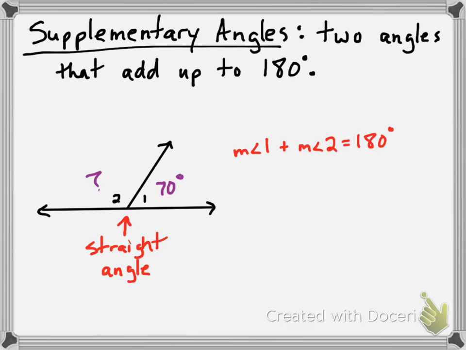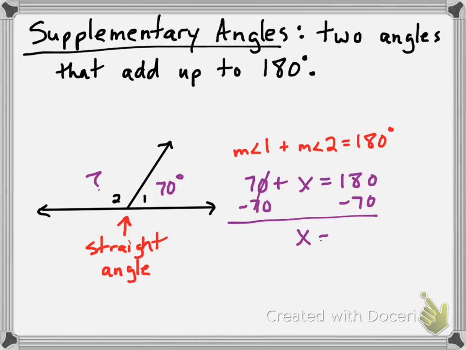Okay, so again, if I told you that angle 1 was 70 degrees, you should be able to find angle 2. Okay, I have 70 plus x equals 180. So I subtract the 70 to the other side, and I get that x equals 110. So angle 2 is 110 degrees. So that's supplementary angles.